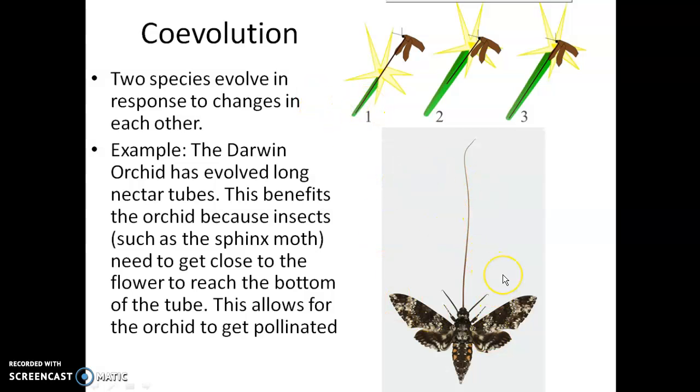This sphinx moth, which is one of the insects that drink the nectar from this particular type of orchid, has actually adapted to having these really long mouth parts called a proboscis. And what we see is over time, this proboscis has gotten longer and longer as the flower's gotten longer. That's because those who had longer proboscises to begin with were able to get that nectar, pass on those traits, and the species as a whole has adapted to this. So coevolution: one thing changes, which forces another thing to adapt and change with it. And that is the end.